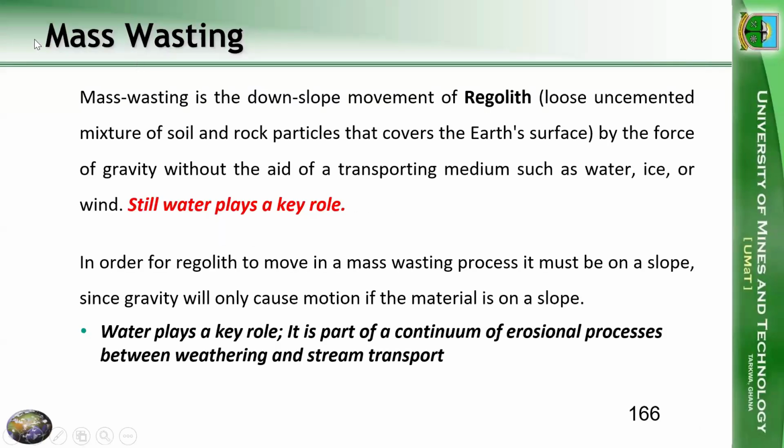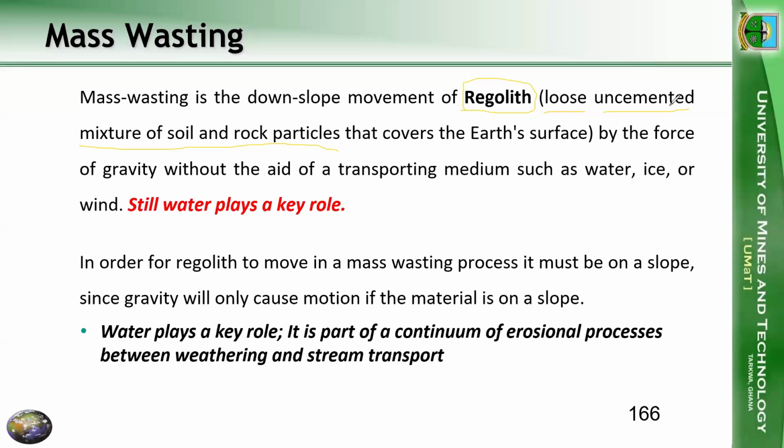And one is regolith. When we say regolith, it means a loose, uncemented mixture of soil and rock particles that covers the earth's surface.